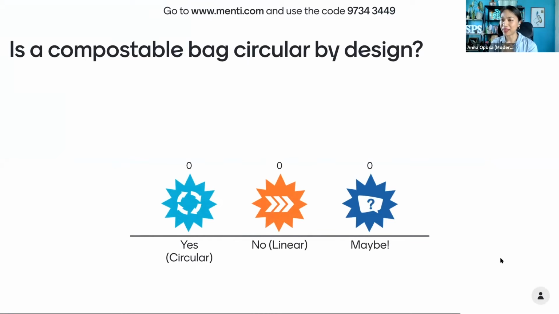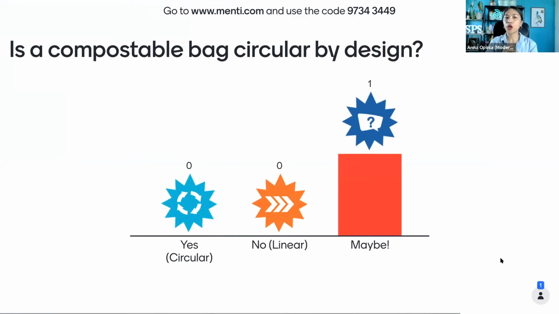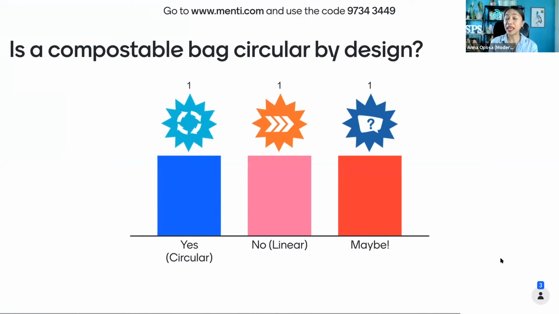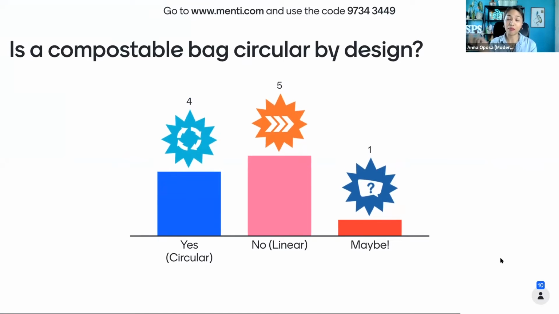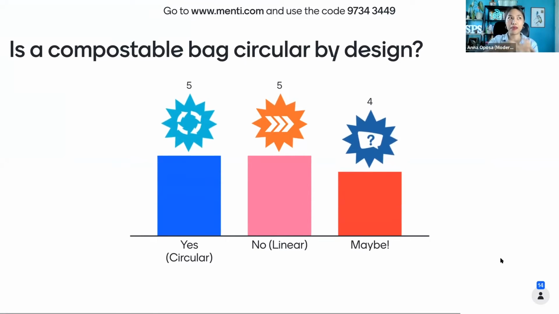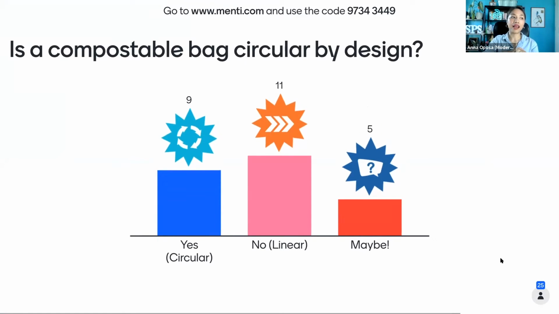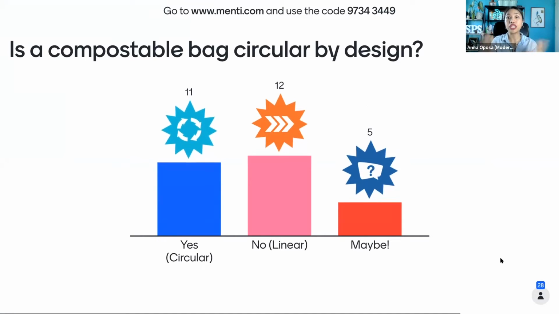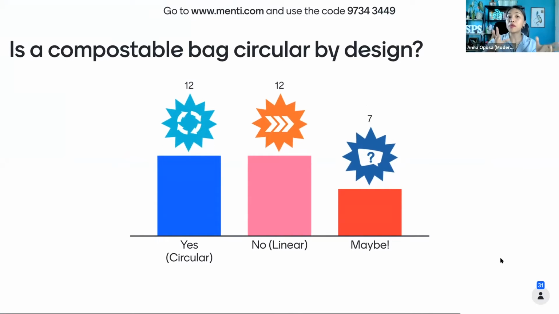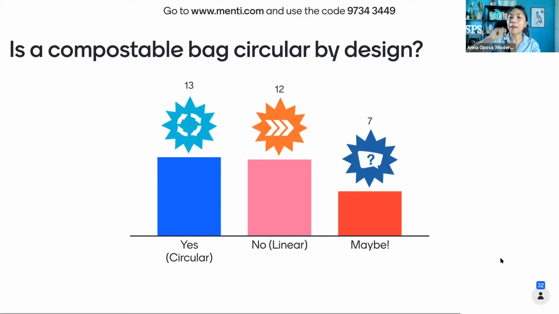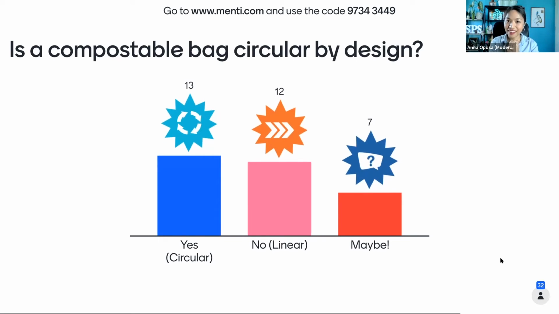This is an important topic. Are compostable bags circular by design? Compostable bags are usually made of bio-based materials like starch and cassava, and in the last few years they've gained more popularity, especially with online food deliveries and retail. So interesting answers here. 12 people said yes, 12 said no, and 7 said maybe. Okay, let's see what the answer is.